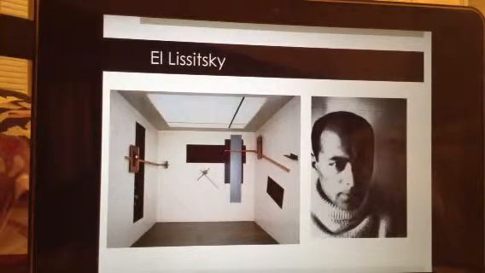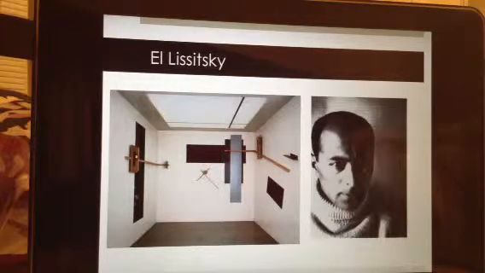The last artist we will talk about is named L. Lissitzky. His work greatly influenced the Bauhaus and constructivist movement, and he experimented with production techniques and stylistic devices that would go on to dominate 20th century graphic design.